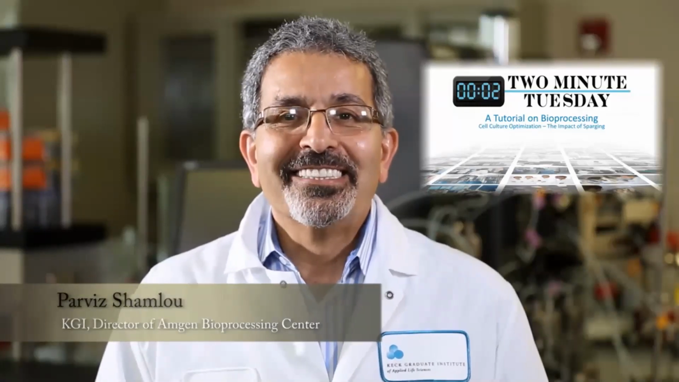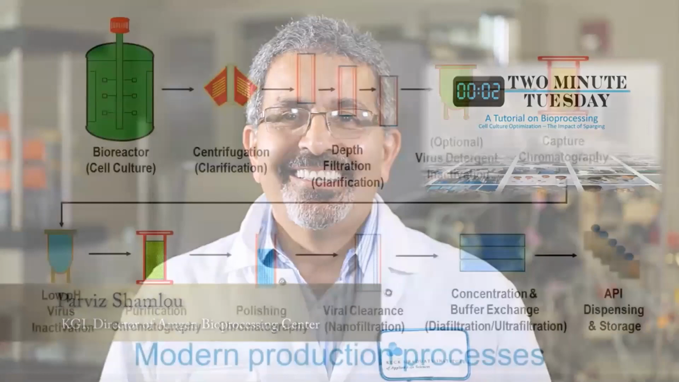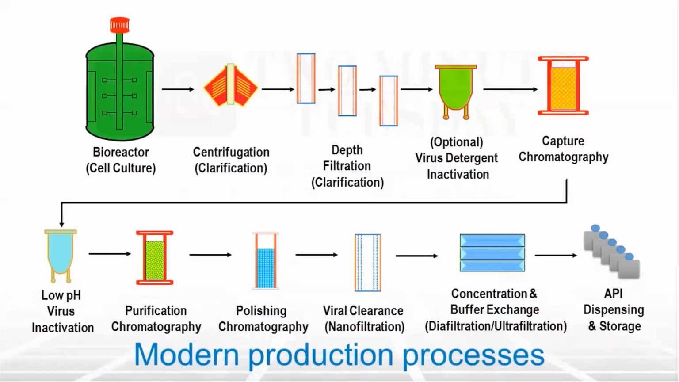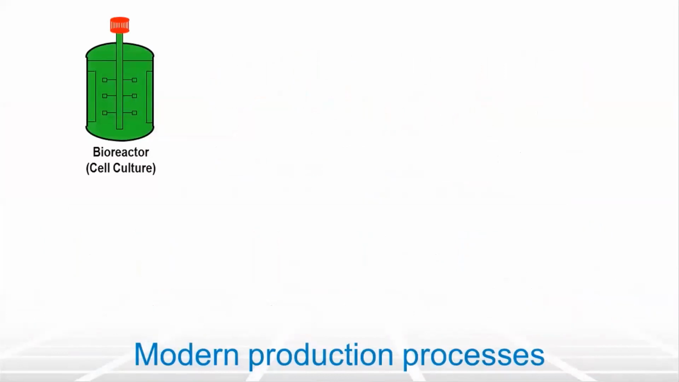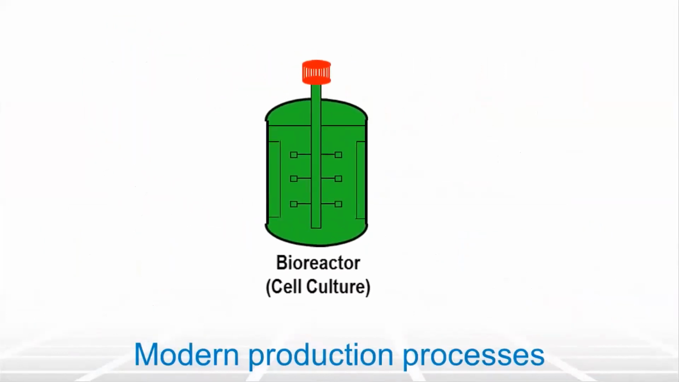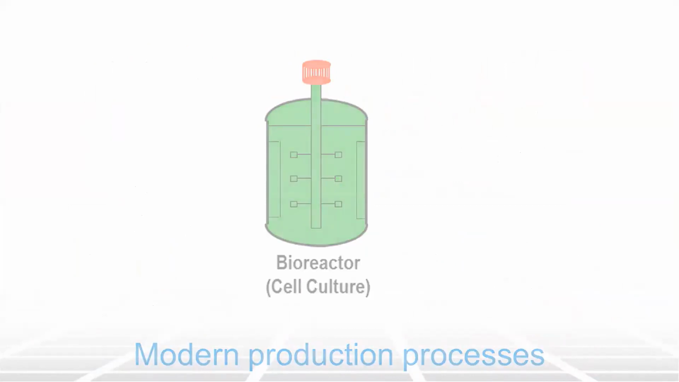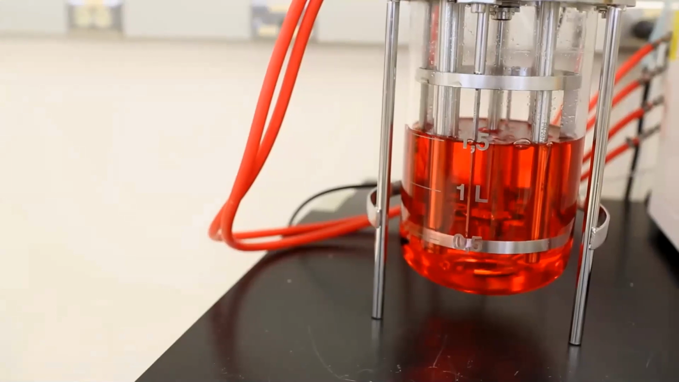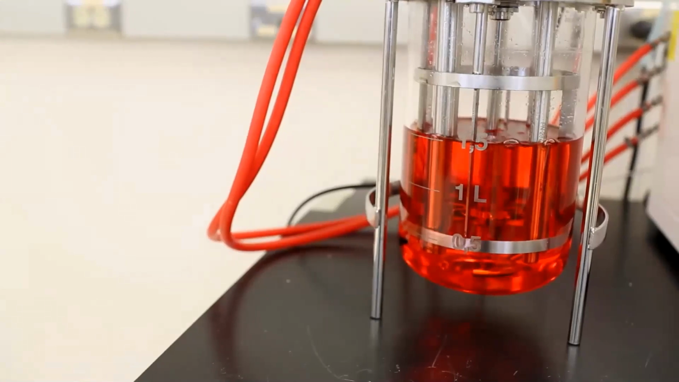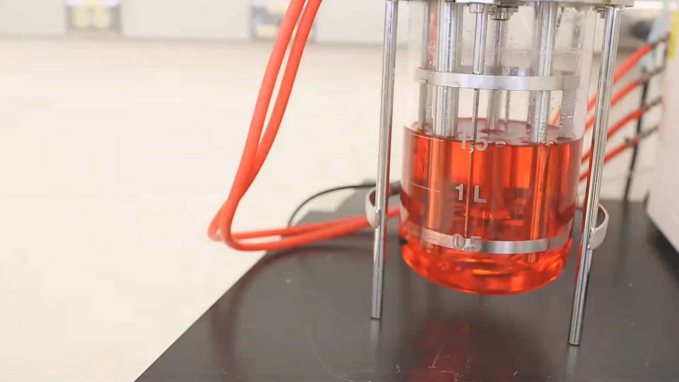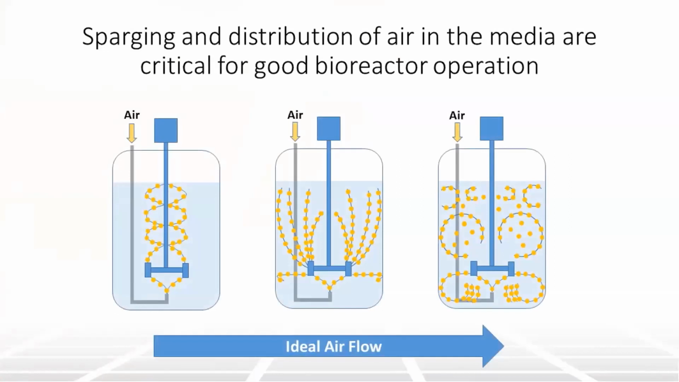Let's get started. This schematic shows how most protein therapeutics are produced and purified using mammalian cell culture. Our focus today is optimizing cell culture. Many factors impact this, and one of these is sparging. For the purposes of bioreactor cell culture, sparging is the introduction of air, and more importantly, oxygen, to the cell culture media. Once the oxygen is dissolved in the media, it is used rapidly by the cells and therefore must be fed continuously via specially designed spargers.